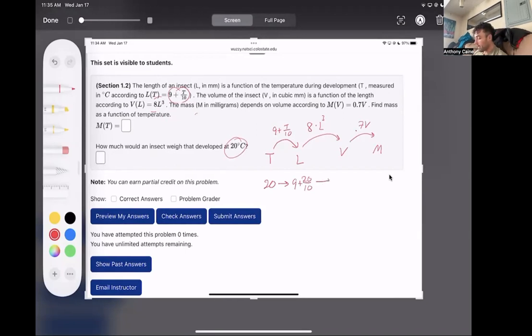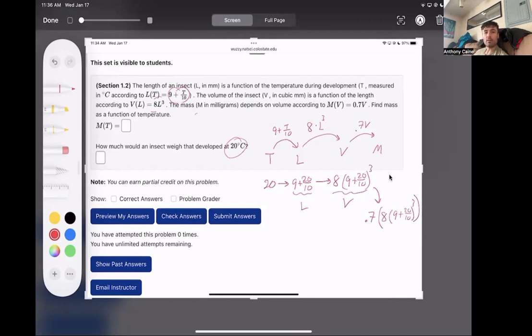So then I have to take this number here, which is the length. I have to cube it. So 9 plus 20 over 10 has to get cubed. And then I multiply by 8. This is the volume of my bug. Now I'm basically there to get the mass. I take the number I just computed and multiply it by 0.7. So 0.7 times 8 times 9 plus 20 over 10 cubed. Boom.